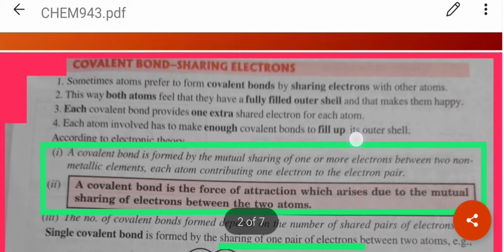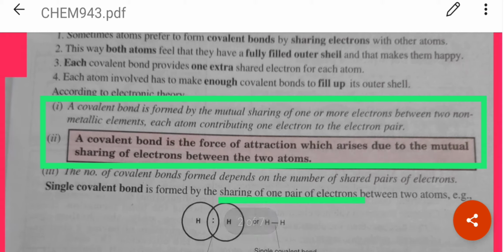Okay, so what is a covalent bond? It is a bond which is formed by the mutual sharing of one or more electrons between two non-metallic elements. So always remember, a covalent bond is formed between non-metallic elements. Mutual sharing means you give one, I'll give one, we'll form a pair which forms a bond. Each atom contributes one electron to the electron pair. So we can say a covalent bond is the force of attraction which arises due to the mutual sharing of electrons between the two atoms.